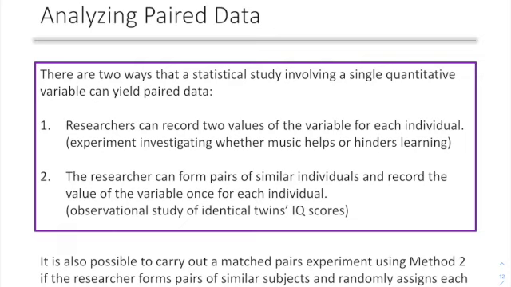So there are 2 ways that a statistical study involving a single quantitative variable can yield paired data. Researchers can record 2 values of the variable for each individual, or the researcher can form pairs of similar individuals and record the value of the variable once for each individual. It is also possible to carry out a matched pairs experiment using method 2, if the researcher forms pairs of similar subjects and randomly assigns each treatment to exactly one member of every pair.